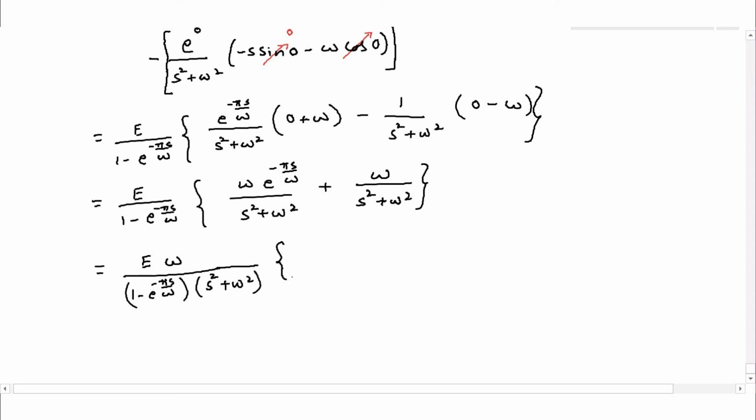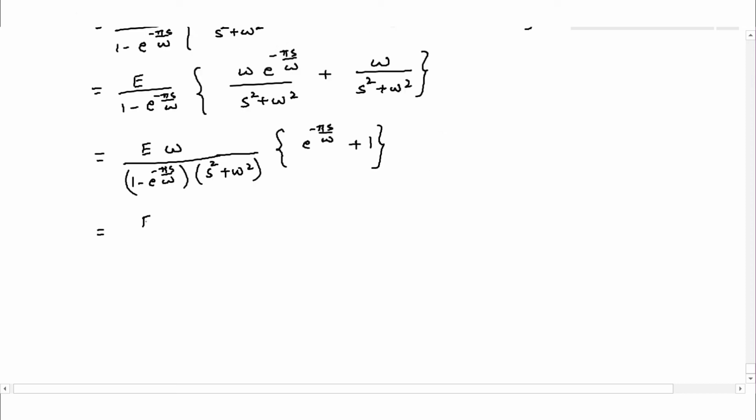So if that is the case, you will be left with only e power of minus pi s by omega plus 1. That's the expression that will be left. Alright. So therefore, you have the expression equal to e omega times 1 plus e power of minus pi s by omega, whole divided by, if you try to rewrite the denominator value, you will be getting s square plus omega square times 1 minus e power of minus pi s by omega. So that is your Laplace transform.